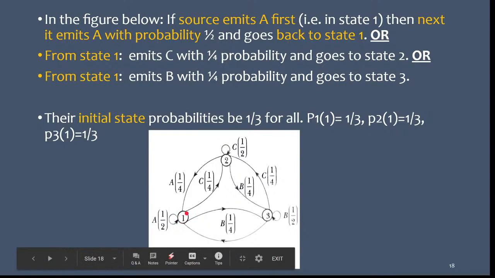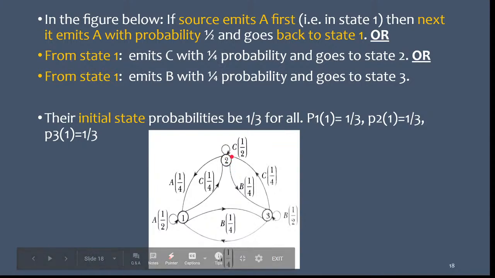So this is the first stage I have written in the tree diagram. From state 1, what are the different transitions possible? Going back to state 1, or going to state 2, or going to state 3. On this path, what are the different symbols emitted and their probabilities? That is shown here: 1 by 2, or 1 by 4, or again 1 by 4. Similarly, we copy this part in the next part of the figure.